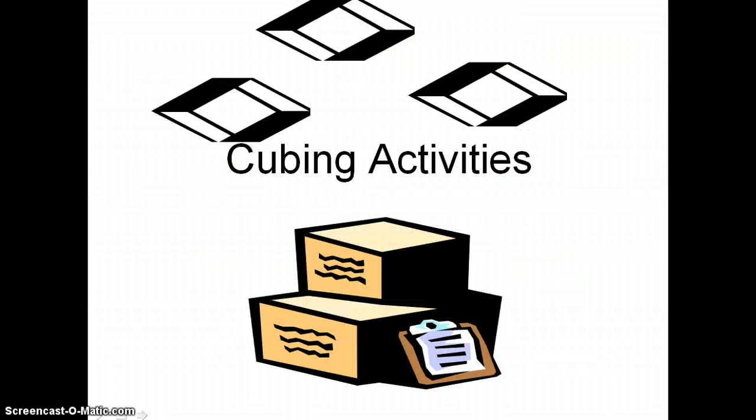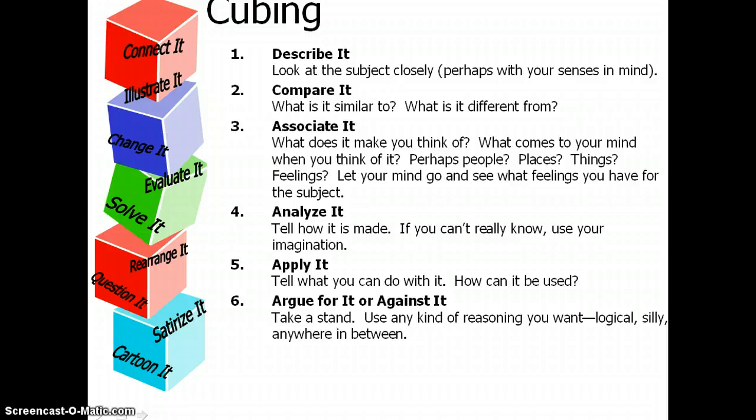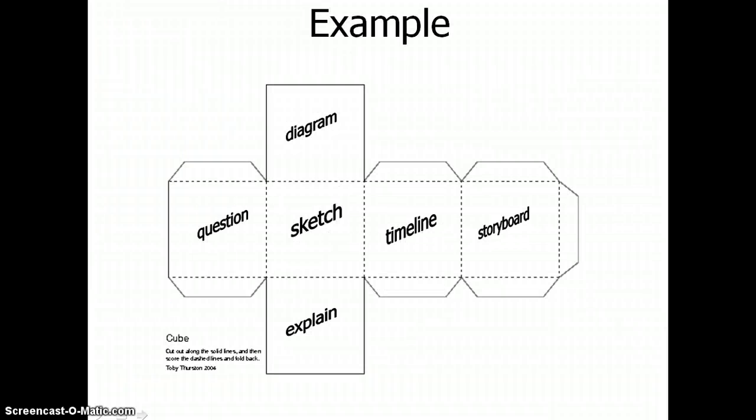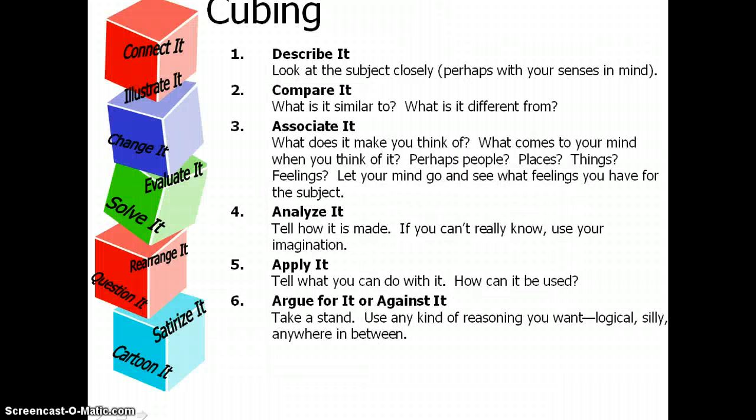What we're going to talk about now is cubing activities, and it's just exactly what it sounds like, creating a cube of activities. If you think about a cube and the 6 sides of the cube, you can create a bigger cube using something that looks like this. Then thinking about each side of the cube, you would be able to create 6 different activities that might appeal to 6 different kinds of learners.